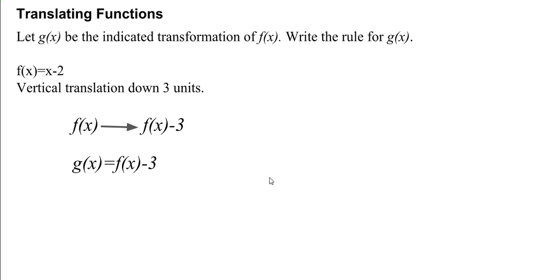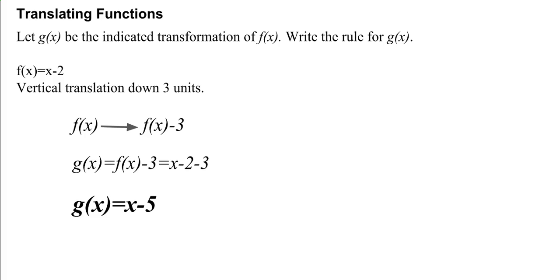Now, we have g of x is equal to f of x minus 3. So g of x, that's what we're looking for, is g of x again. Same thing as before. And so g of x is equal to this. Now what's our next step going to be? We're going to replace f of x with, or x with x minus 2. So x minus 2 minus 3. And so our final rule is g of x is equal to x minus 5.